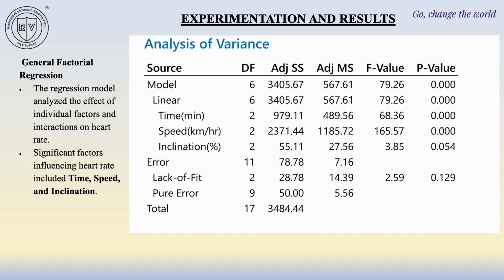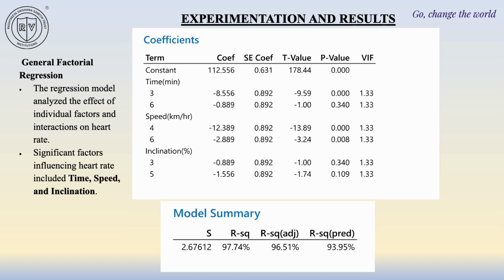Significant factors influencing heart rate were found to be time, speed, and inclination. Although time and speed hold a much higher value of effect, since the p-value is completely zero, indicating that time and speed hold a much higher significance compared to inclination, inclination still holds a marginal effect on the response variable, which is the heart rate. Next we can see the model summary, meaning the R squared value. We have obtained 93.95%.